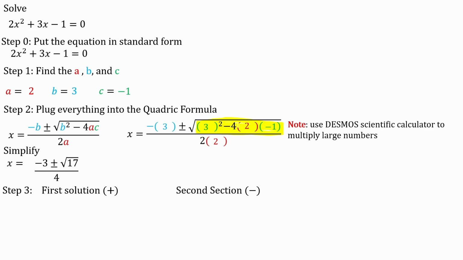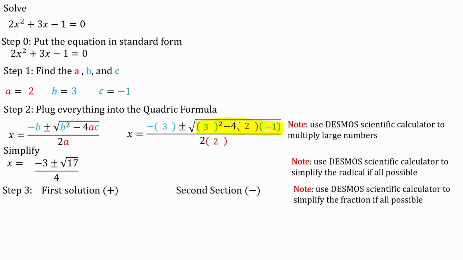Here you can now see this as having two solutions. The first one would be negative 3 plus square root of 17 over 4, and the other one would be negative 3 minus square root of 17 over 4. These are your two solutions here. You can't simplify that square root of 17.